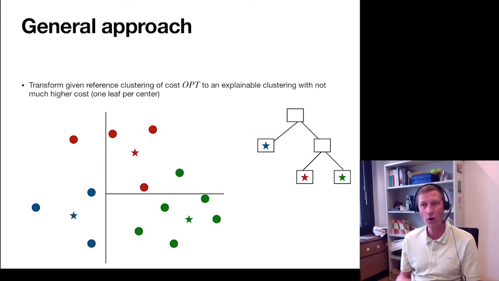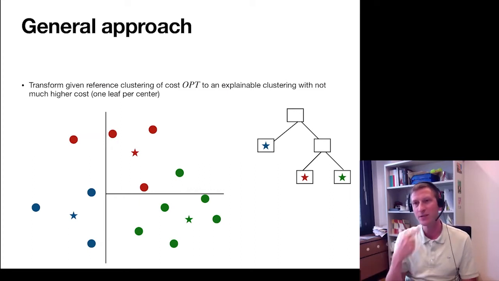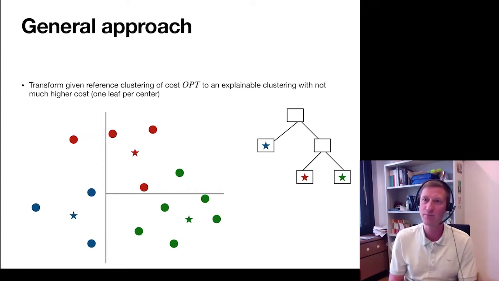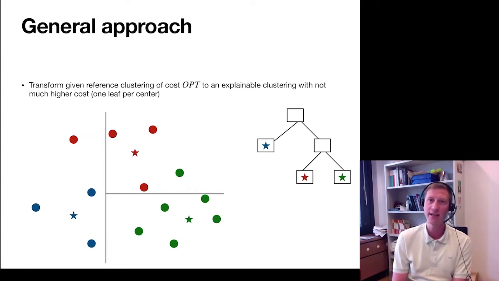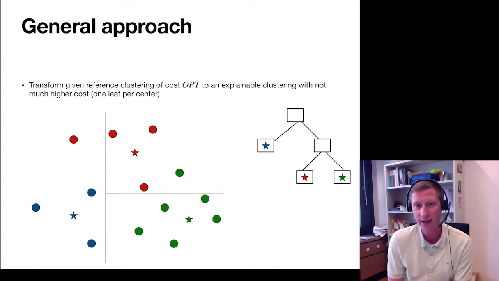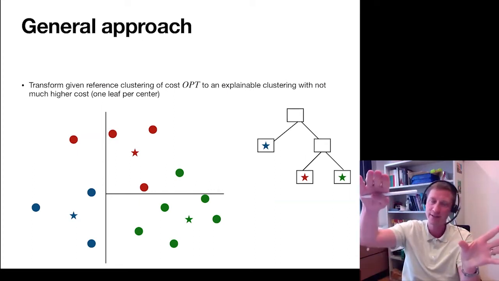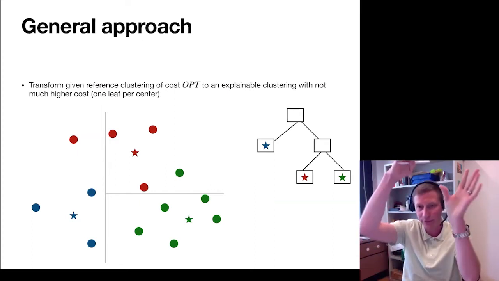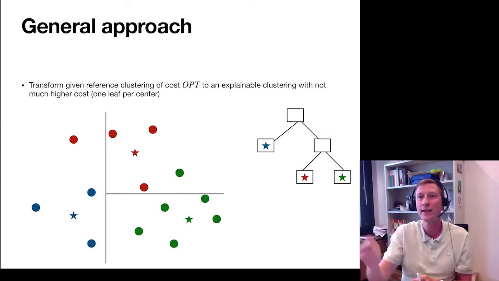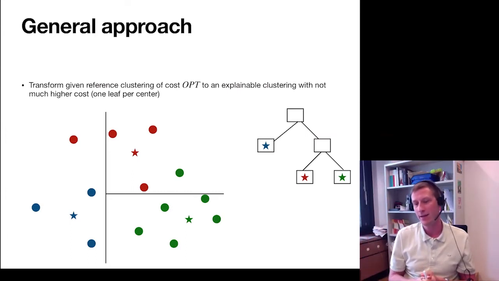All the algorithms I know that produce k leaves, and we will also see a talk that produces bigger trees that can have more than k leaves, start with a reference clustering, and then they produce a threshold tree that has exactly one leaf for each individual center that you gave.